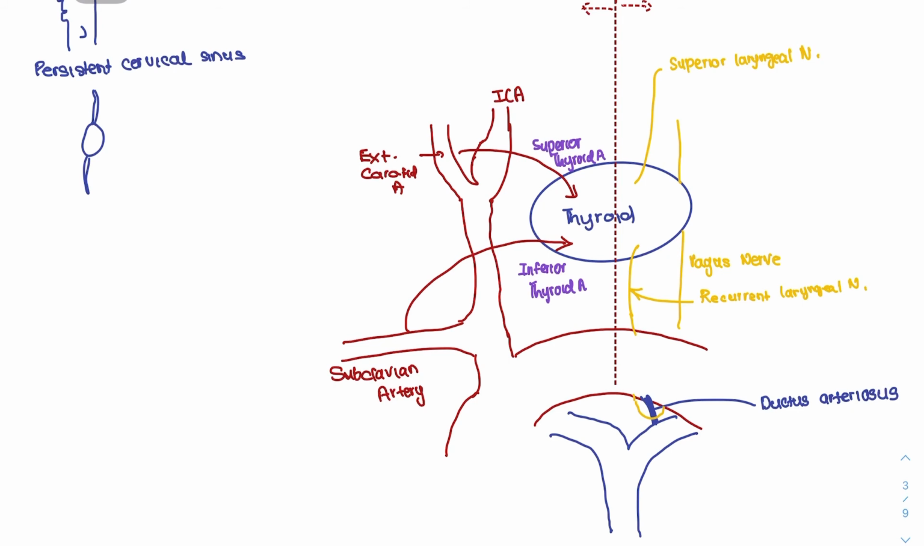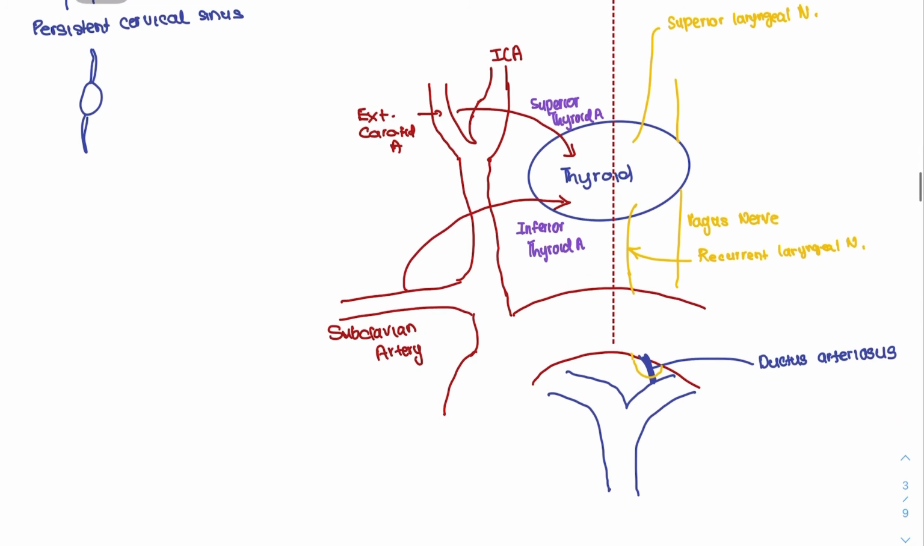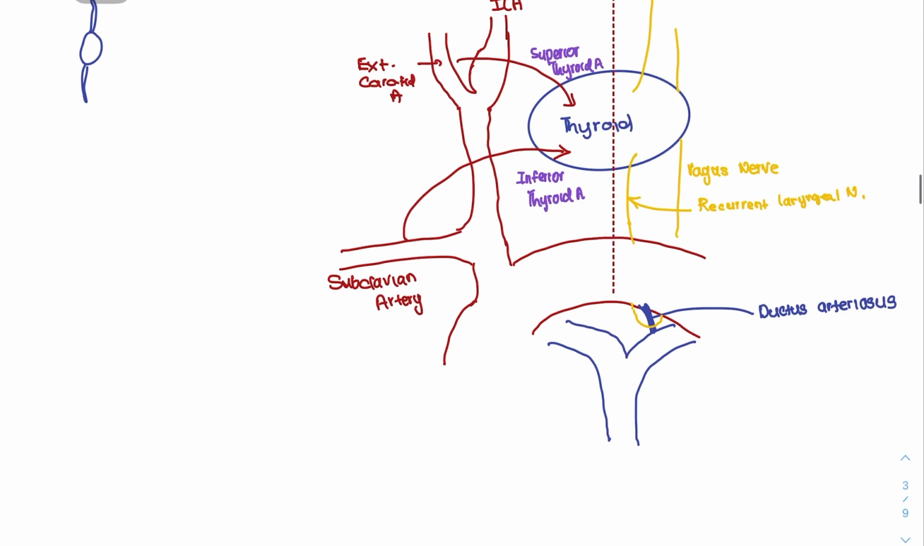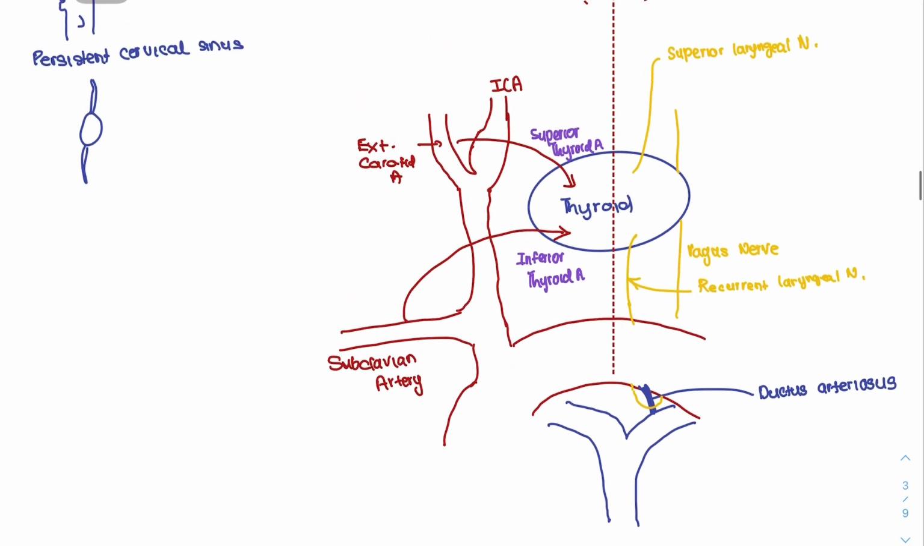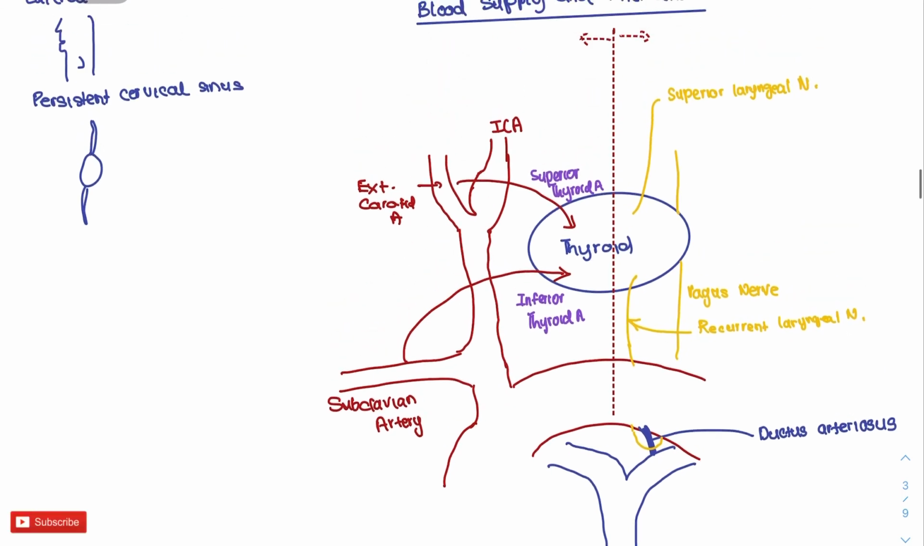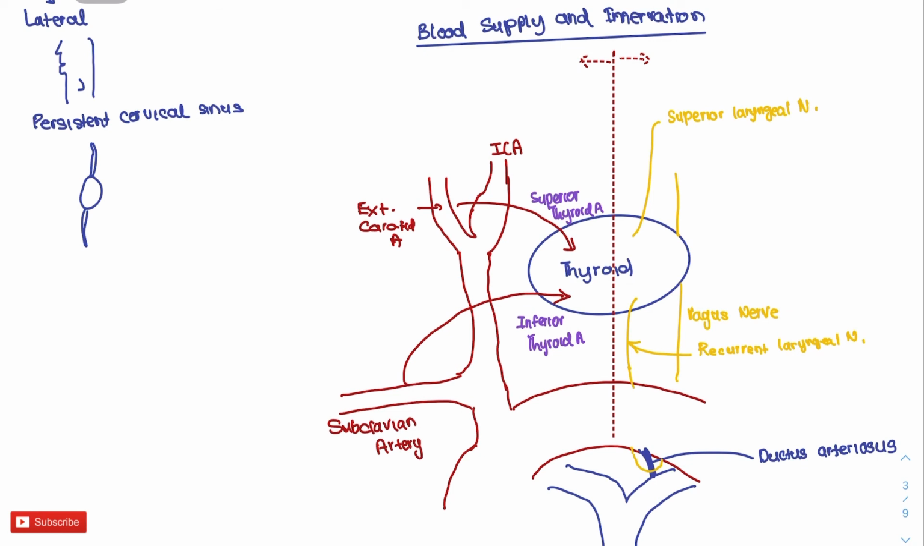Next, we have two major nerves. So the first one is the superior laryngeal nerve, and then we have the vagus nerve, which comes, and a branch of it goes across the ductus arteriosus and goes up. It goes up as the recurrent laryngeal nerve to innervate the thyroid gland. Please note that the blood supply and the innervation occurs in both sides.